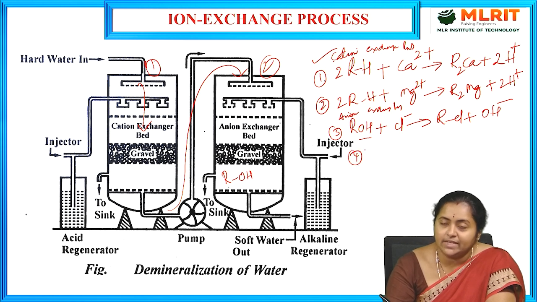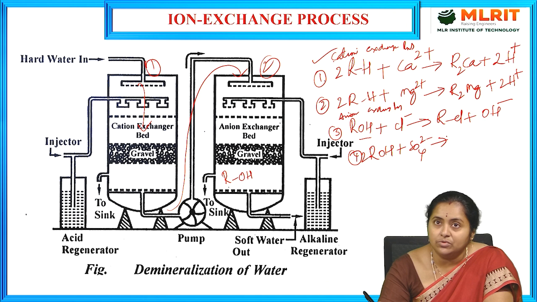And if it is sulfate, 2 moles of OH we have to consider. If it is a sulfate ion, it is able to exchange with its 2 OH minus ions. So you will get R2SO4 plus 2 moles of OH minus ions.